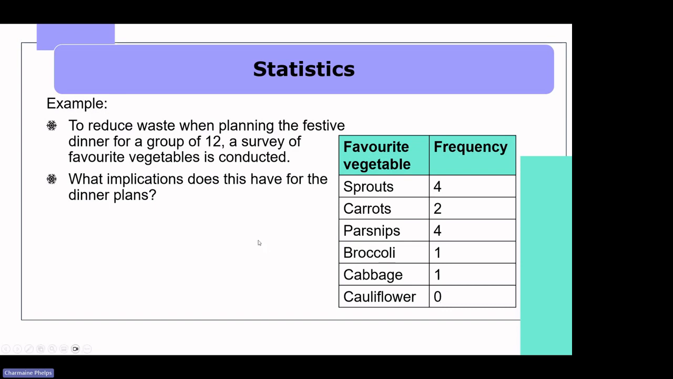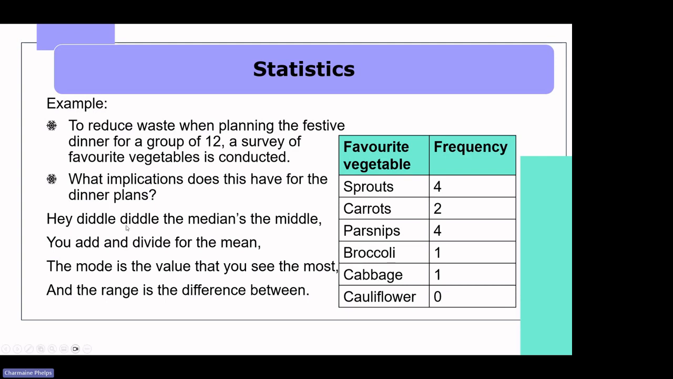And a way to remember different statistical measures, so different ways of calculating average. You may have heard this. We've got hey diddle diddle, the median is the middle. You add and divide for the mean. The mode is the value that you see the most, and there can be more than one mode. And the range is the difference between. So that's a way to remember how to calculate mean, median, mode, and range.